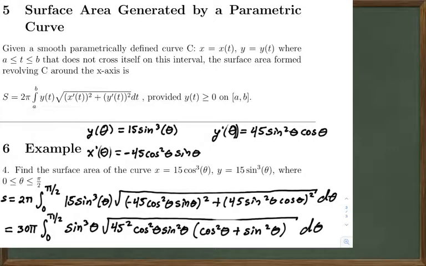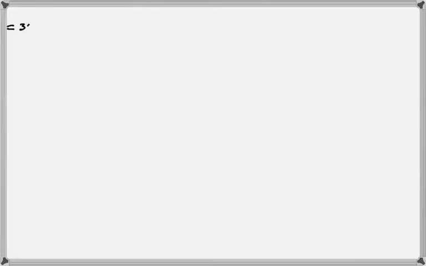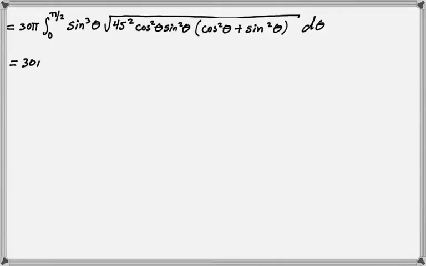So we're going to have to finish this up on the next slide here. So let's go ahead and rewrite that whole big long thing there. Okay. All right, so we have 30 pi integral from 0 to pi over 2 of sine cubed theta times 45 cosine theta sine theta d theta.